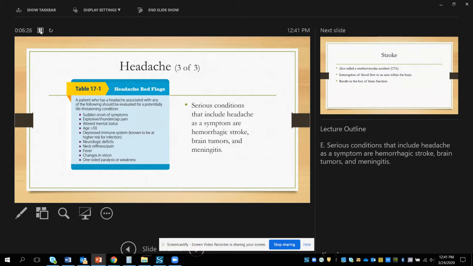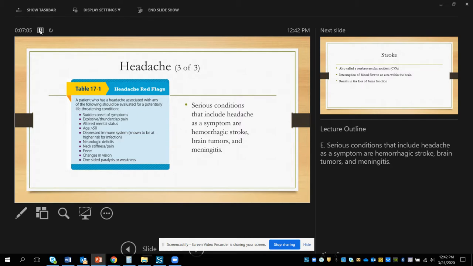Now, some red flags for headaches to let us know that this could indicate an underlying more serious condition like a hemorrhagic stroke, brain tumor, or meningitis. If they had a sudden onset of symptoms, like usually migraines will start, they can feel that dull ache beginning. But if this is a sudden onset of symptoms, that's a red flag. Explosive or thunderclap pain, if they also have an altered mental status, if they're over 50 years old, and especially if they're over 50 years old and they take blood thinning medications, or they've recently suffered a fall, particularly where they hit their head, those should be real concerns.